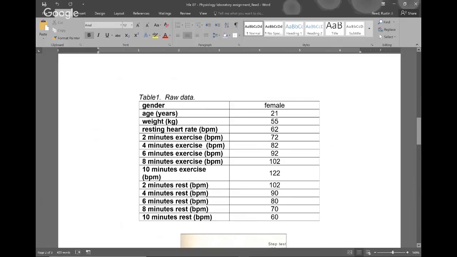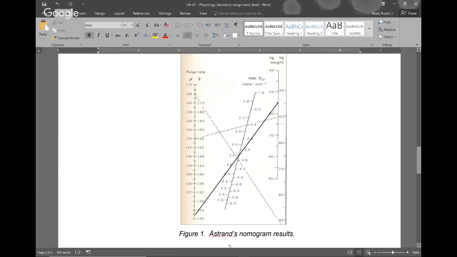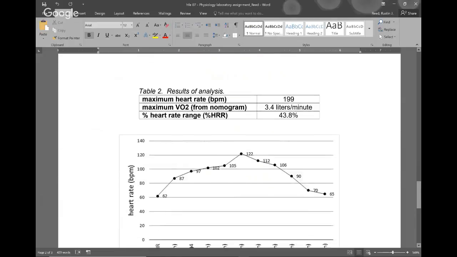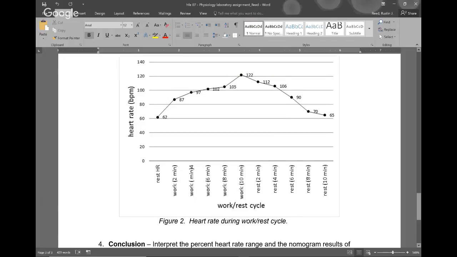So, for this one, talk about raw data. Talk about the characteristics of your subject, and that it has the interval heart rates during exercise and at rest. For the nomogram, talk about the results that you have here. Just, again, like a sentence is enough. For table 2, one sentence, just talk about what's in that table. And figure 2, talk about what's in the table.